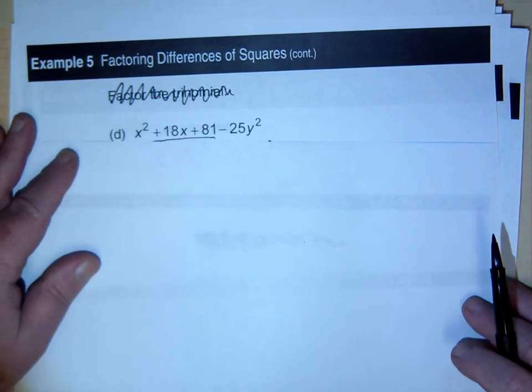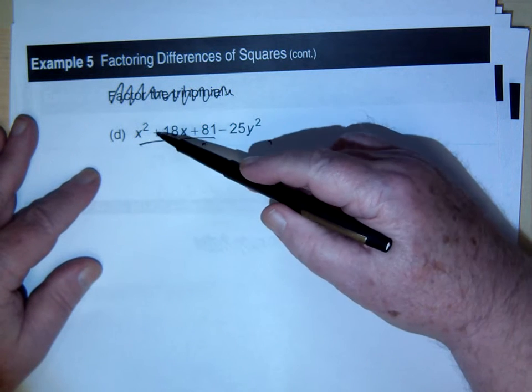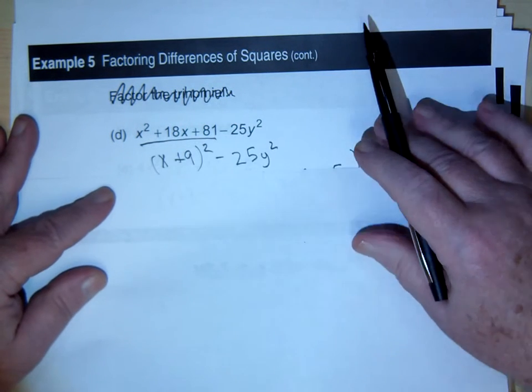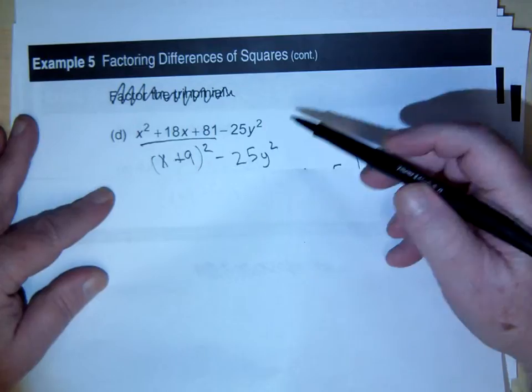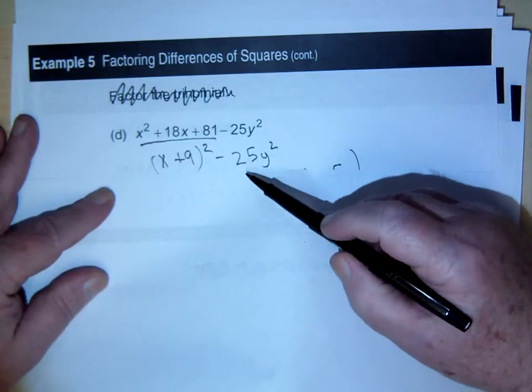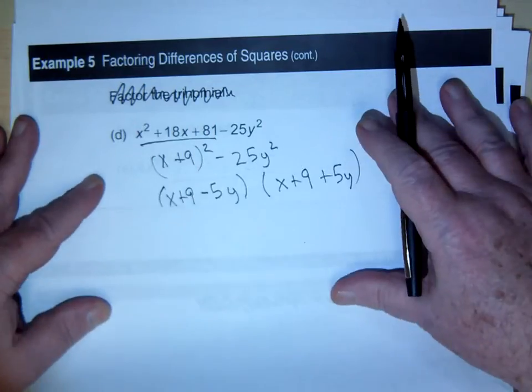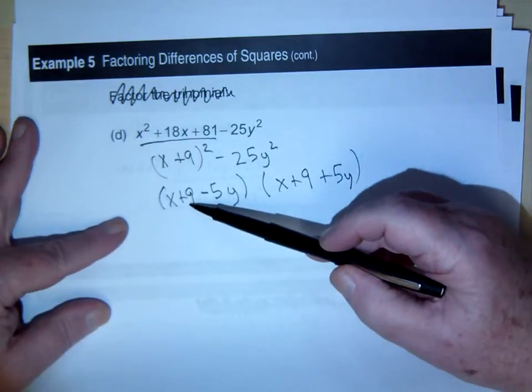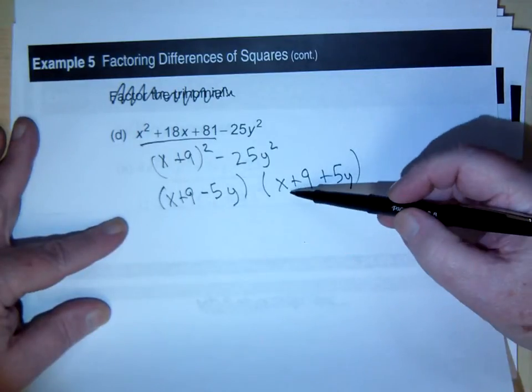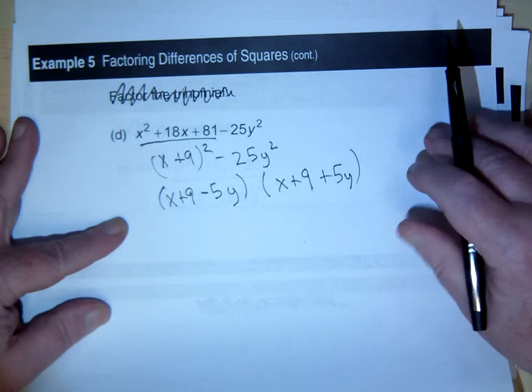In this problem, I recognize a pattern that this is going to be x plus 9 whole squared minus 25y squared, and 25y squared is 5y, so this is going to be x plus 9 minus 5y, x plus 9 plus 5y.